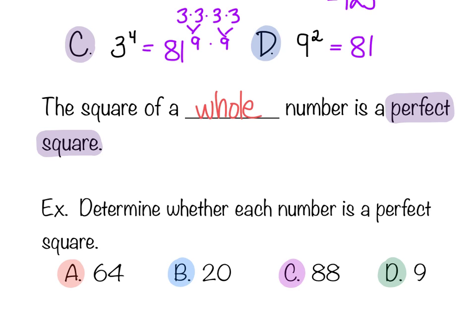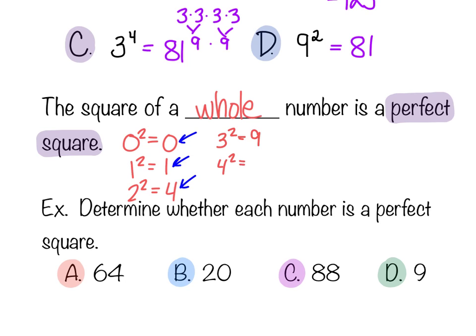So if I take 0 squared, that would be 0 times 0, which is 0, and 1 squared, which is 1 times 1, which is 1. 2 squared, 2 times 2 is 4. These numbers here, 0, 1, and 4, are called perfect squares. And this list can keep going. 3 squared is 9. 4 squared is 16.